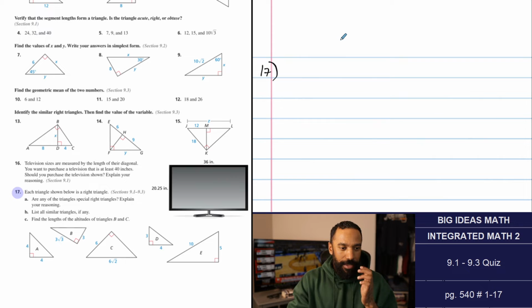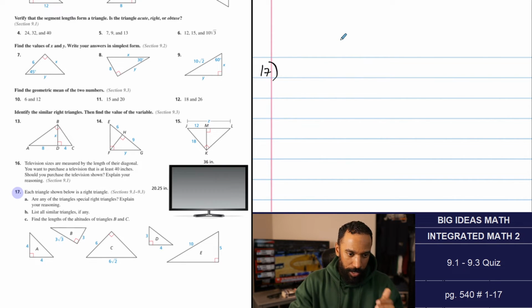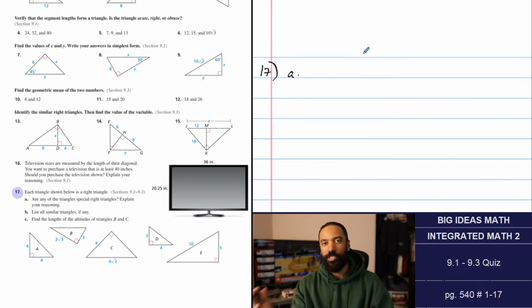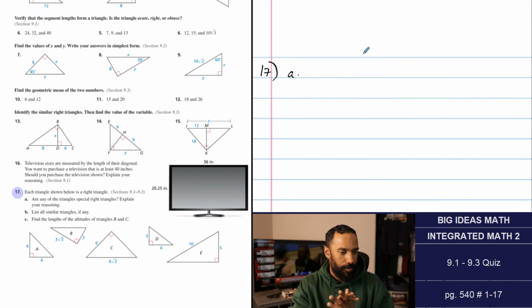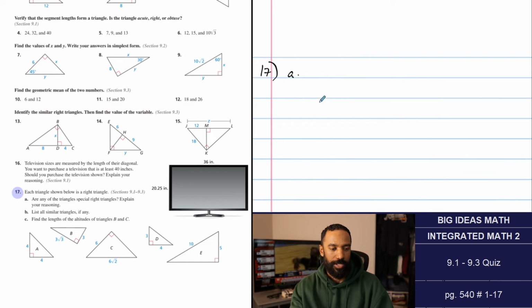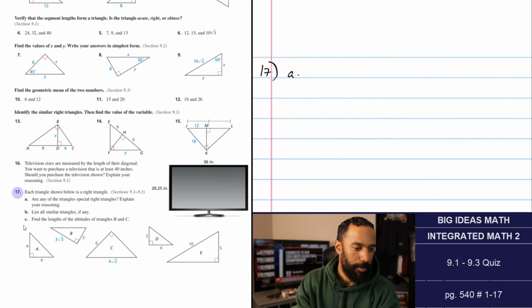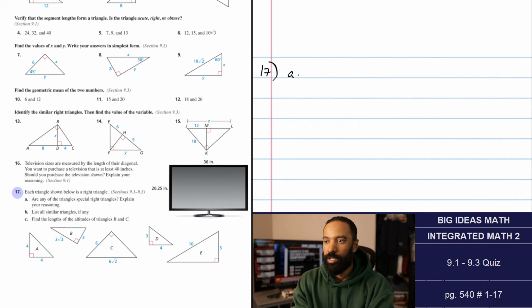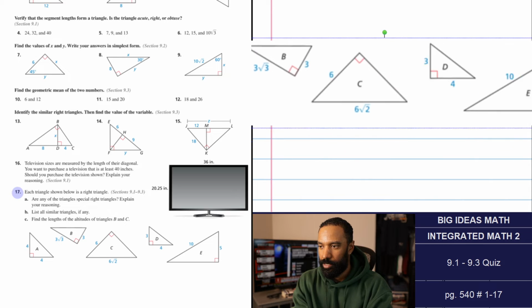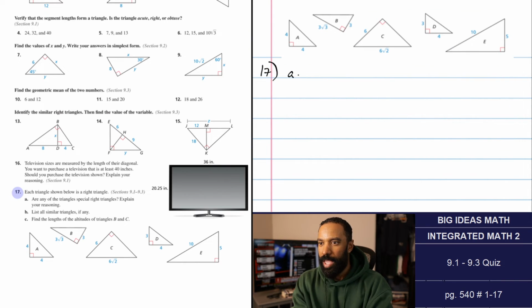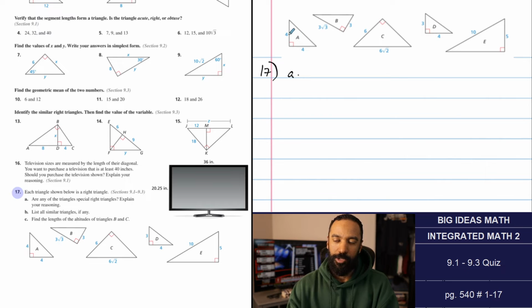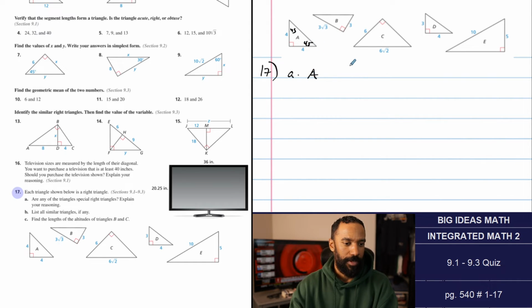A. Are any of the triangles special triangles? Explain your reasoning. Okay, so what you want to do is understand that 1 to 2 to root 3 relationship and ask yourself if that thing is what it is. If we scan through these, when we look at these, A is a special right triangle because it is an isosceles right triangle, much like the 45, 45, 90. So yes, A is one of them. It says explain, and I just did my explanation there.